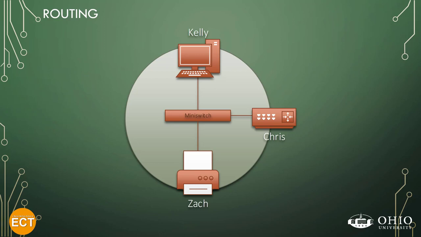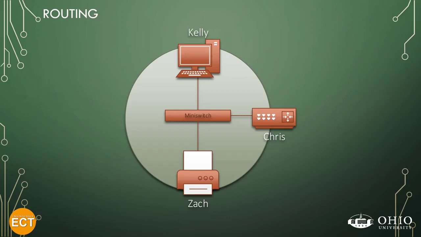So Kelly and Zach can only be about 200 meters apart, because it's 100 meters from Kelly to the mini switch, and it's another 100 meters from the mini switch to Zach. So that's the maximum distance they could be apart. 200 meters is not that far. It's about 2 football fields, something like that, if you're in imperial units. That's a local LAN kind of discussion.